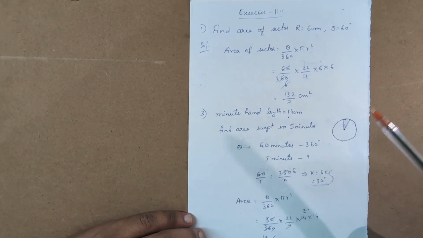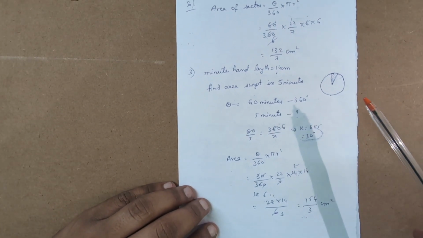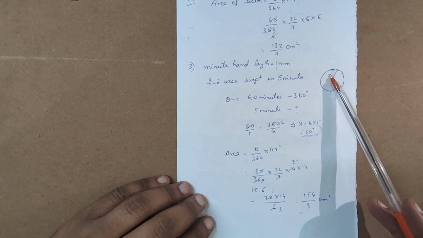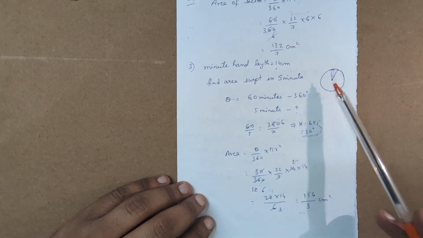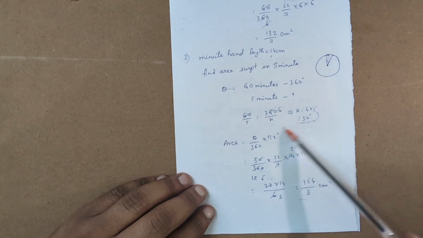So we found the area of the sector, and this is a practical scenario. Like there is a clock, there is a minute hand, they are asking to find the total area swept for 5 minutes. So for 5 minutes, what is the angle, we figured it out. Then using that angle, finding out the area.